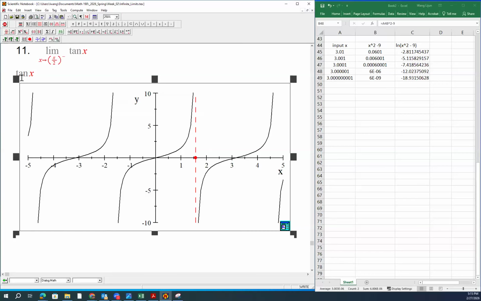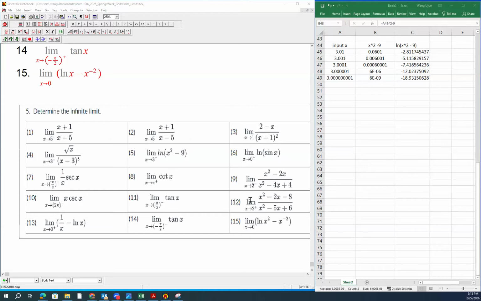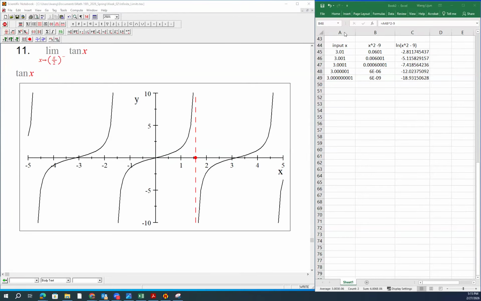Pi over 2. So if we use the tangent function directly, when we observe the picture, we are approaching pi over 2 from smaller than pi over 2. Am I right? Hold on, let me double check. Yes, okay, we're good. So we are approaching pi over 2 from smaller than pi over 2. See? And what happened to the output?